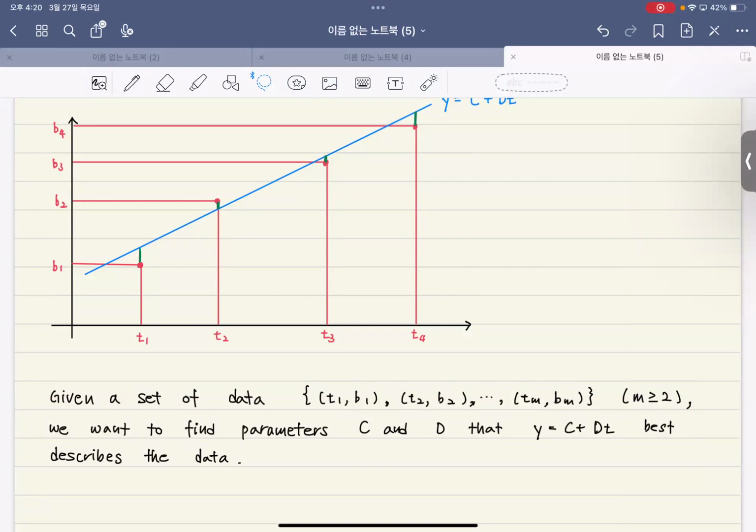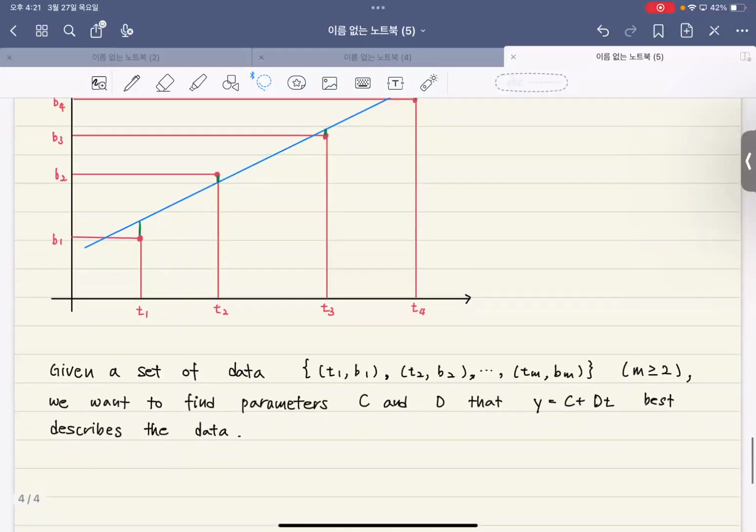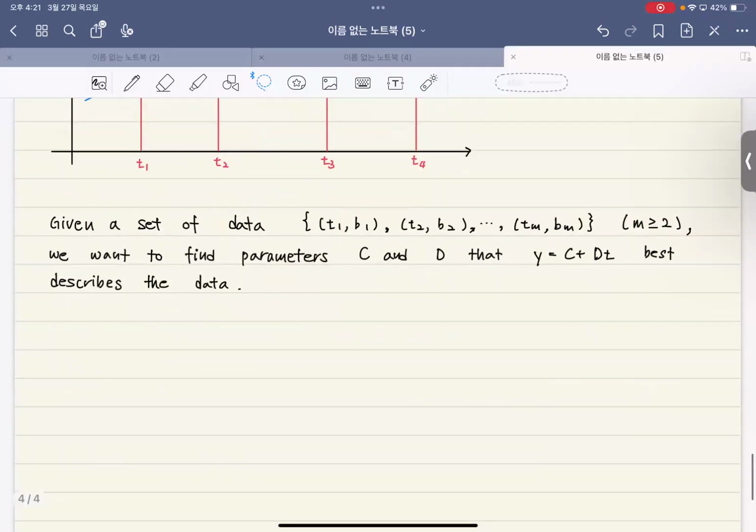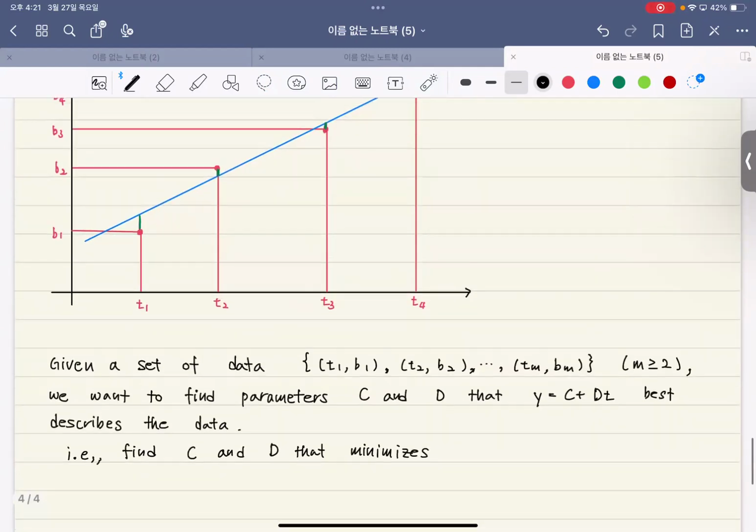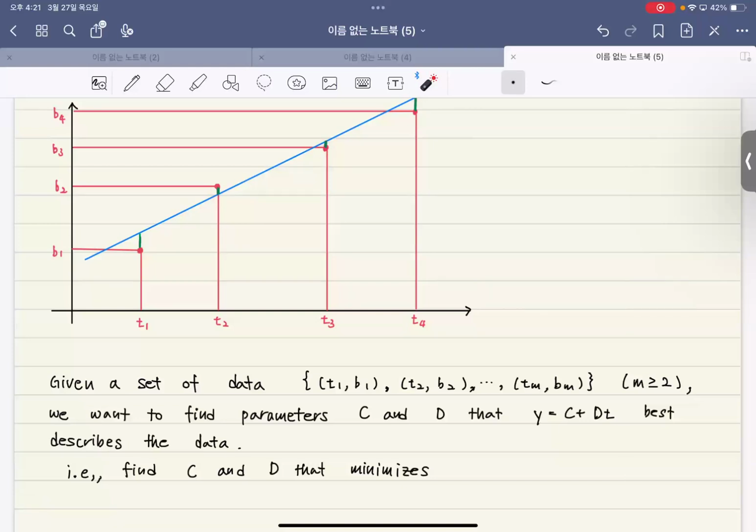This is our assumption: I have conducted an experiment. The number of experiments must be greater than or equal to 2, because you cannot do just one single experiment and predict the values of parameters c and d. Suppose that I have conducted n experiments, and I want to find parameters c and d that best describe the data. That means I want to find parameters c and d that minimize the sum of the lengths of these green line segments.